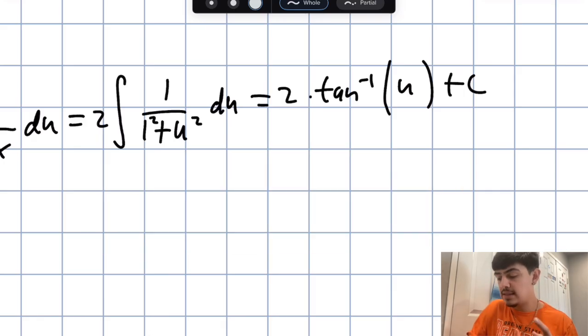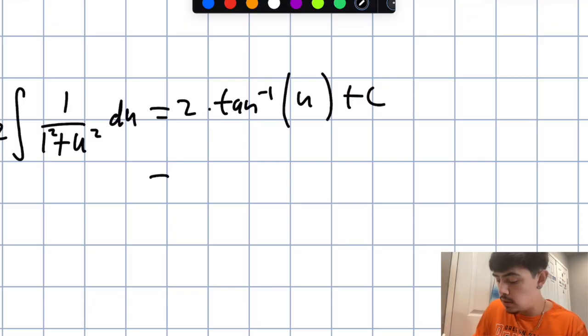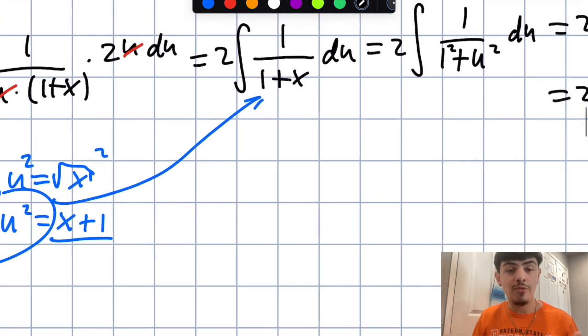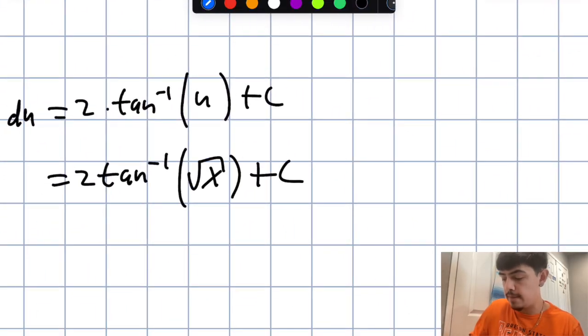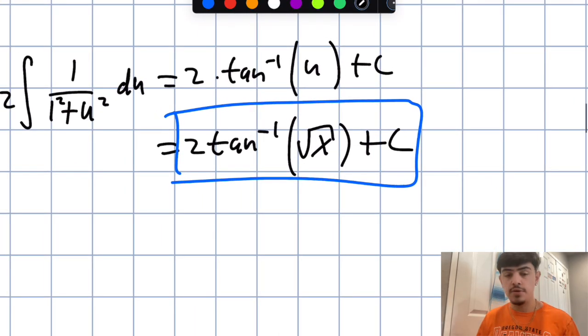We just have the last step of making our integral in terms of x's again. So let's go ahead and do that. Now we can keep this the same. We have the 2 times inverse tangent. And let's go back to look at what our u was. Our u was square root of x. So let's just write square root of x plus c. And that, my friends, is the answer.